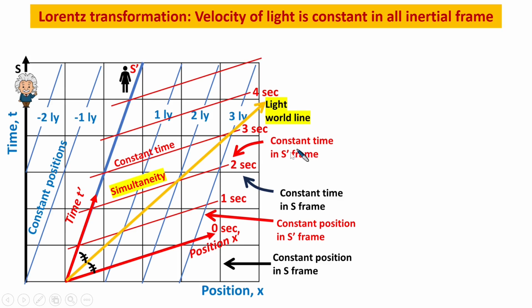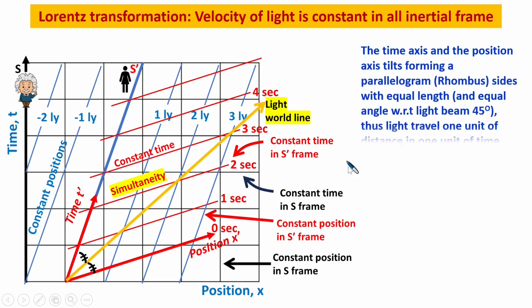So these are called constant time in the S prime frame. These are all 2 seconds, because it is cutting at 2 seconds here. This is 1 second, this is 2 seconds. These thin black lines are the constant time in the S frame. This is the stationary frame, and the constant positions are these light blue lines, the constant position in the S prime frame. Okay, see, all their times are different here, but the position is the same. And these vertical thin black lines are the constant position in the S frame.